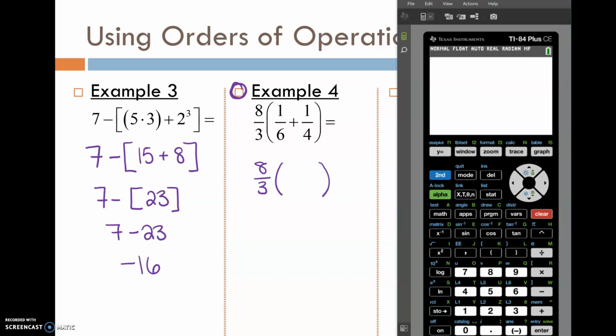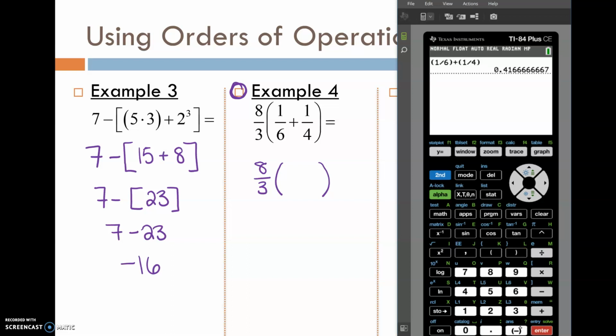All right. Number 4, theoretically, we have learned about fractions, so we could find a common denominator between 6 and 4 and then add those fractions to get some fraction and then do 8/3 times that fraction. Or we could use our handy dandy calculator because that's just better, right? So I would start on the inside with 1/6 plus 1/4, and I would do 1 divided by 6 inside parentheses plus parentheses 1 divided by 4.